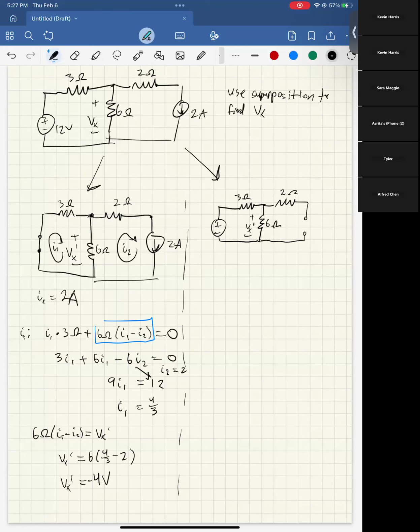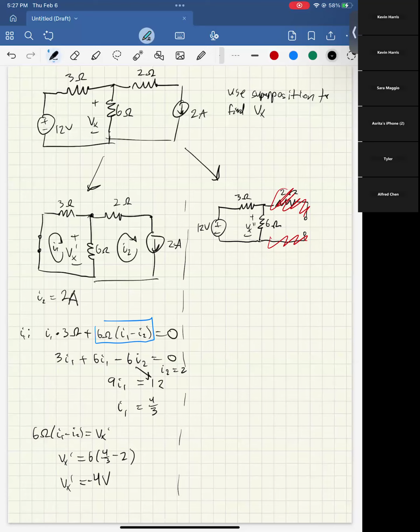We'll call this Vx prime prime to differentiate it from Vx. And then we just solve this in the same way. One nice thing to point out here is that since there's an open circuit here, that means there is no current flowing. So this 2 ohm resistor basically doesn't do anything, because resistors only have a voltage drop if they have current, because V equals IR. If there's no I, then there's no V. So we can basically ignore that whole part of the circuit and just look at this part here.